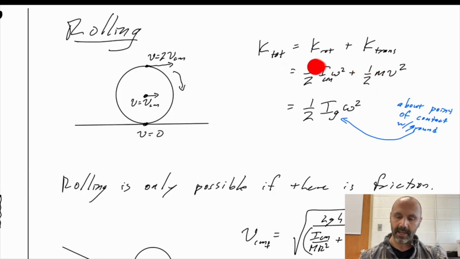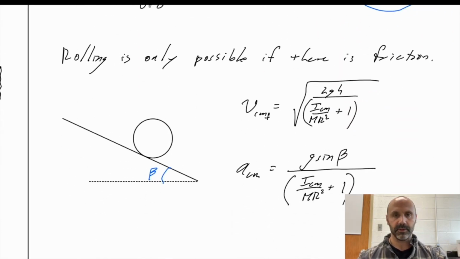When you add them together, if you substitute in expressions for m and I and omega and v, etc., what you would eventually get is 1/2 I_g omega squared, except that I_g is about the point of contact with the ground. That's your axis of rotation. The earlier form has to do with going around the center of mass. When you add the translational kinetic energy, you end up with 1/2 I_g omega squared, around this axis. Rolling is only possible if there's friction, so keep that in mind.